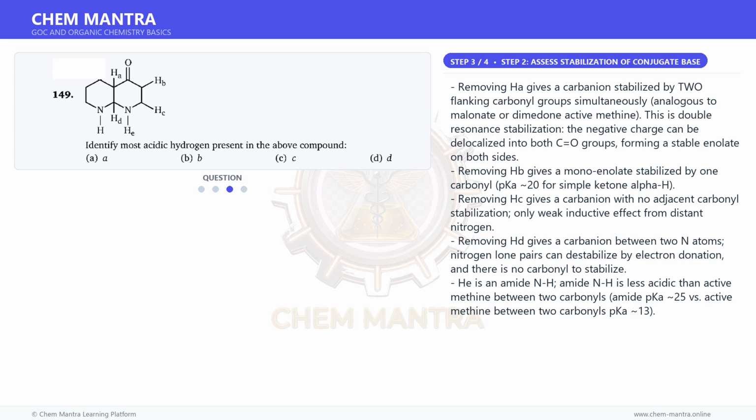Removing Hc gives a carbanion with no adjacent carbonyl stabilization, only weak inductive effect from distant nitrogen. Removing Hd gives a carbanion between two N atoms. Nitrogen lone pairs can destabilize by electron donation, and there is no carbonyl to stabilize. He is an amide N-H. Amide N-H is less acidic than active methylene between two carbonyls: amide pKa about 25 versus active methylene between two carbonyls pKa about 13.